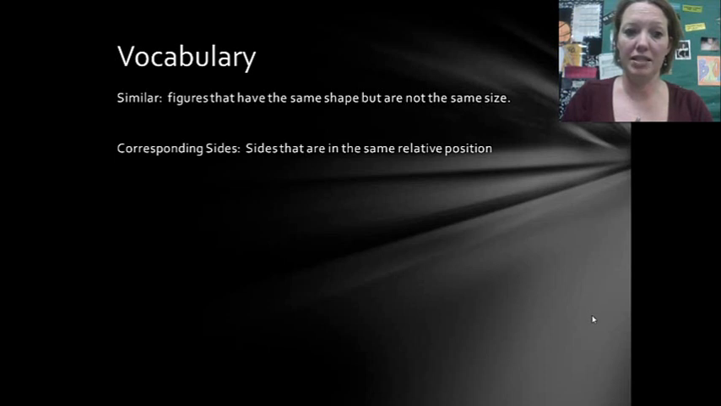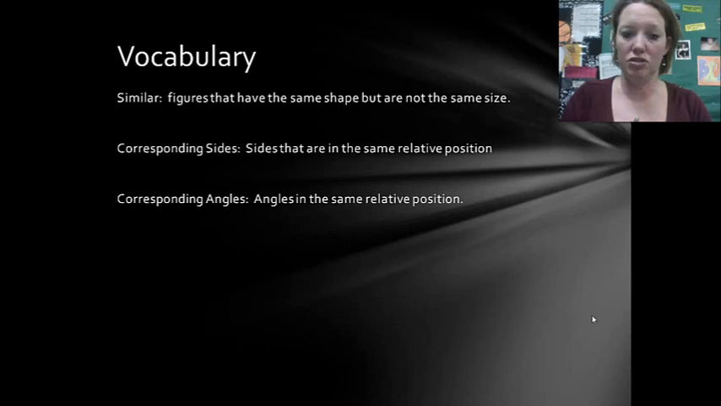Corresponding sides. Sides that are in the same relative position on the 2 different shapes. Corresponding angles. Angles in the same relative position on the 2 different shapes.